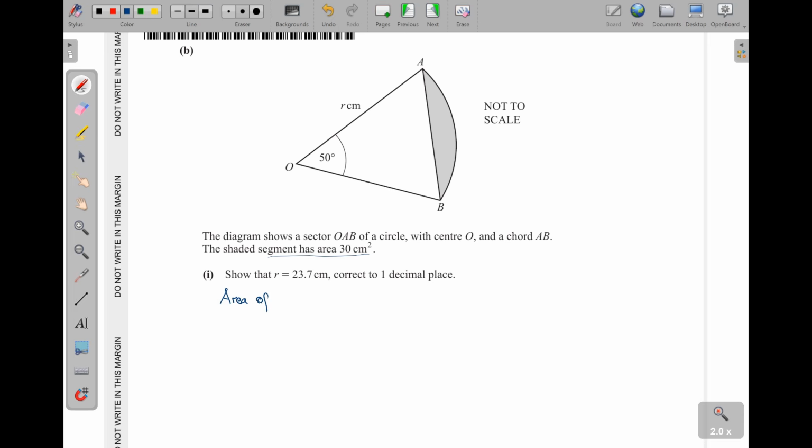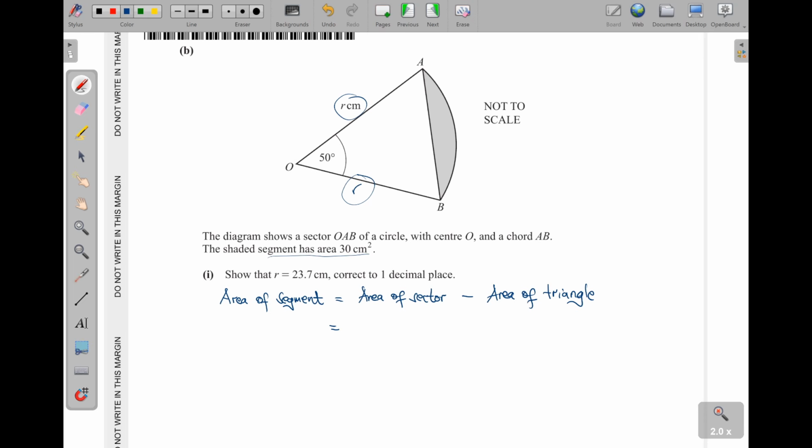So area of segment is going to be equal to area of the sector, then minus area of the triangle. So this is the sector, and then this is the triangle. So we subtract the two, and we can see that the triangle here is not right angled, but here we have R, then we have R here, and then the angle in between.